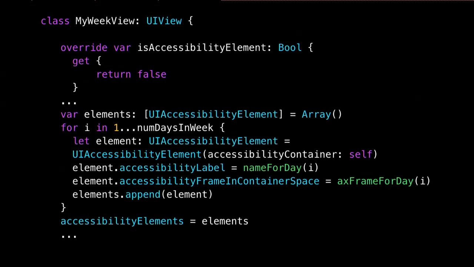So once I do that, I'll append the element to my array of accessibility elements, and then I will set the accessibilityElements property on my week view to be those elements. And what this says is these are all of my accessible sub-elements, and VoiceOver should navigate them in the order that I returned them in this array.